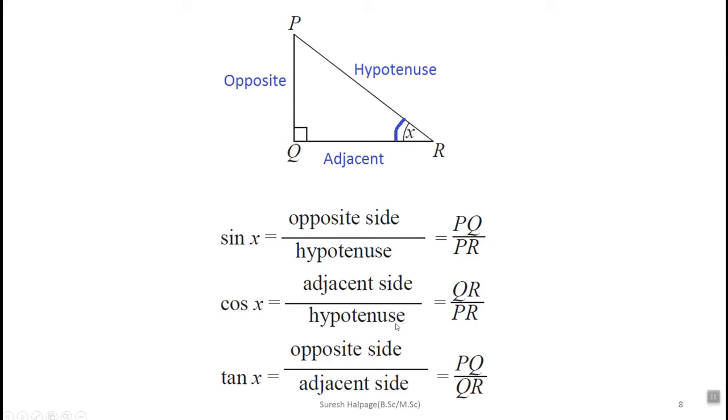Now we look at the third ratio. This is called the tangent ratio. We write it in shortened form as tan x. Tan x equals opposite side divided by adjacent side. How can we remember? Tan, opposite over adjacent, TOA.